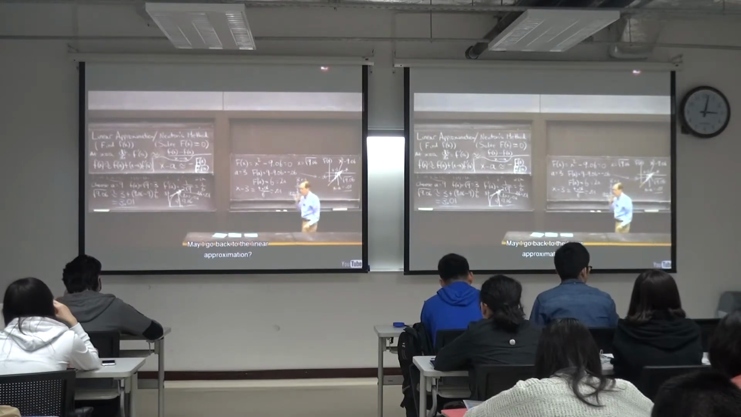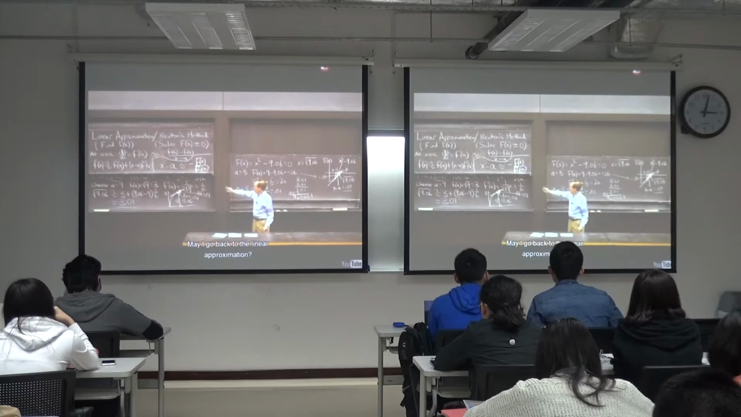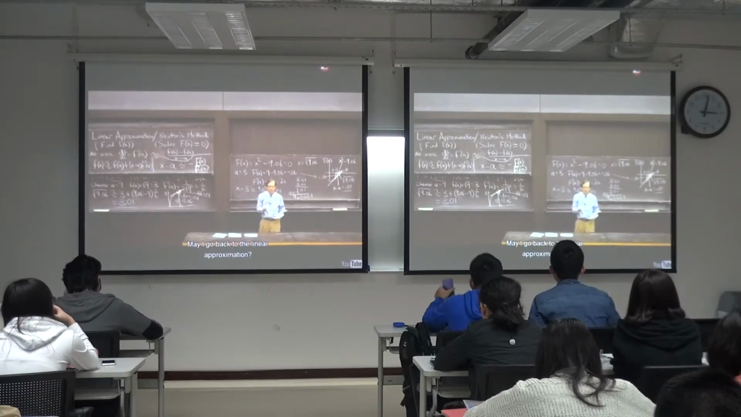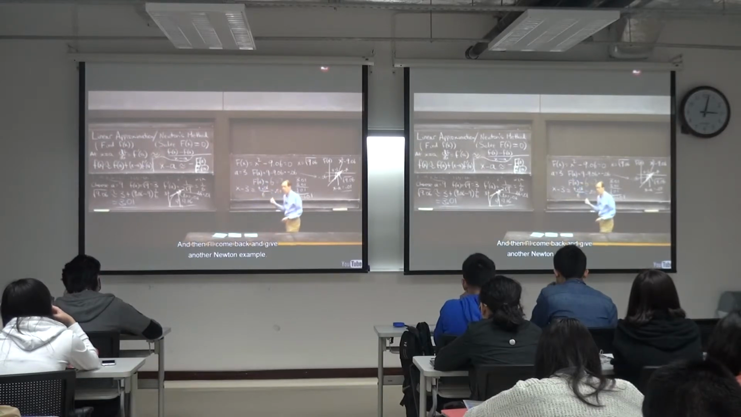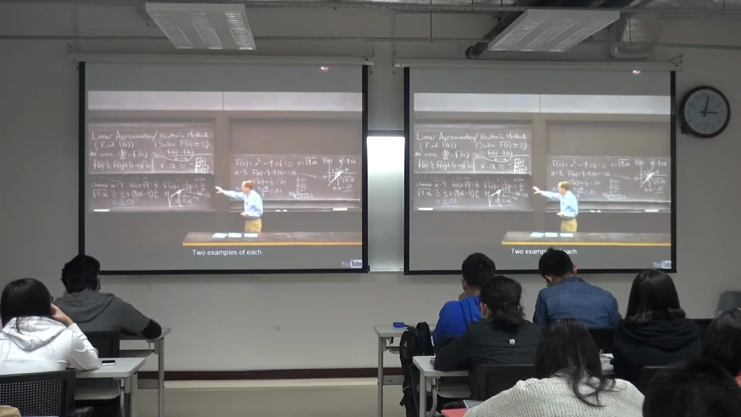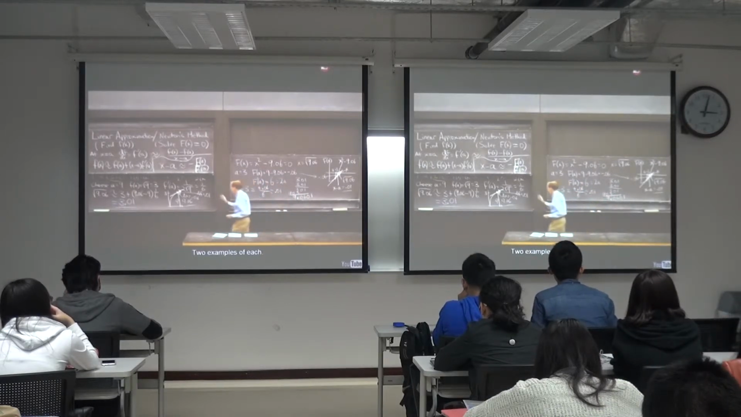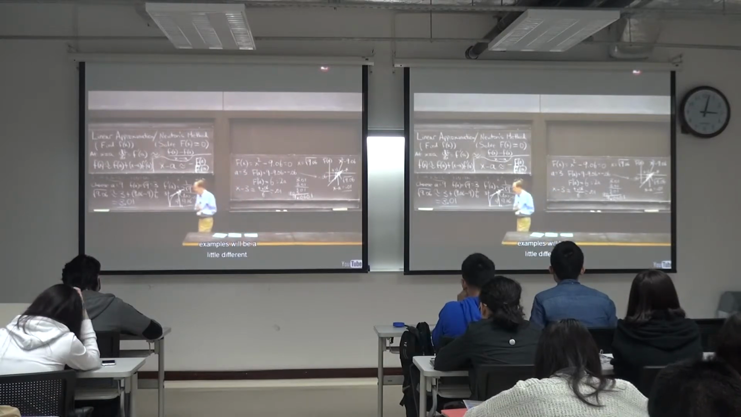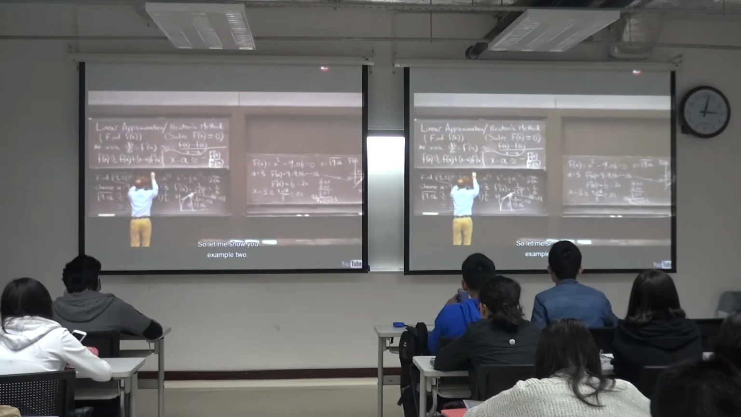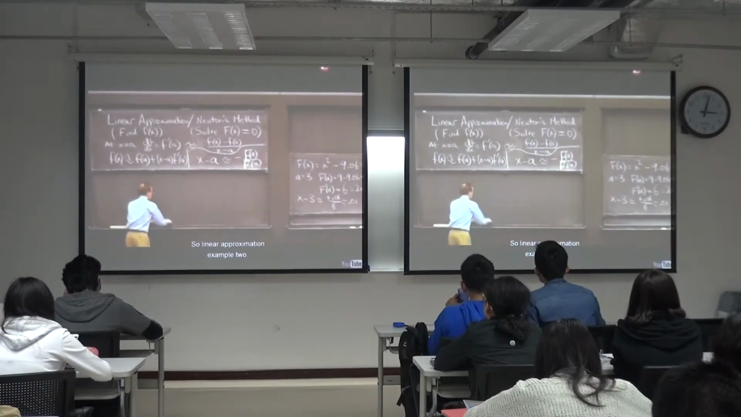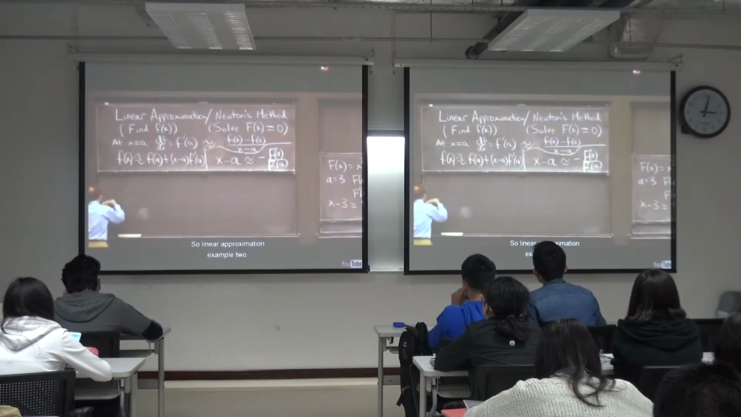May I go back to the linear approximation, because I think another example's appropriate there. And then I'll come back and give another Newton example. So that's my plan here: 2 examples of each. Okay. So those examples were parallel. The next 2 examples will be a little different. So let me show you example 2. So linear approximation.